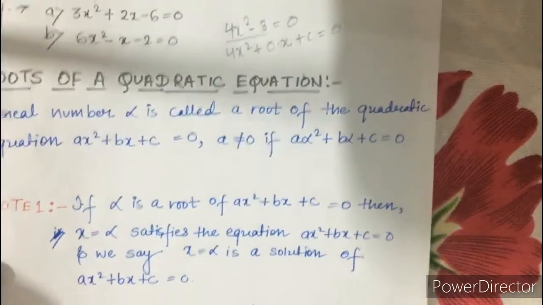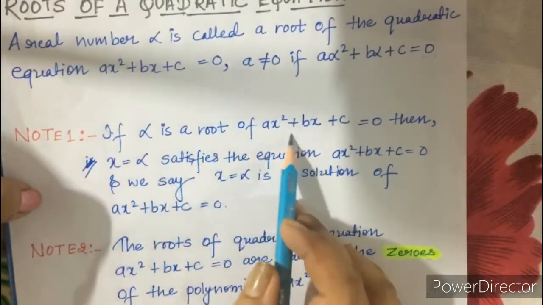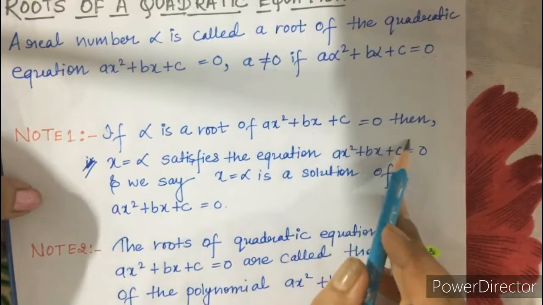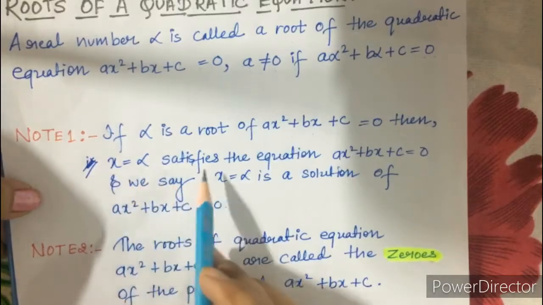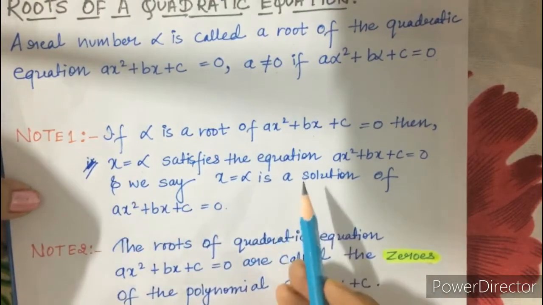Okay, and there are two important notes. First one is, if alpha is the root of a quadratic equation which is ax square plus bx plus c is equal to 0, then x equal to alpha satisfies the equation. Why we are saying satisfies the equation?